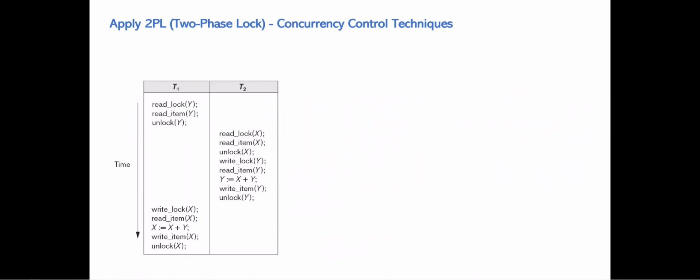So apply the two-phase locking, which is one of the concurrency control techniques. What if we put the write lock before, okay, the write lock before the unlock?